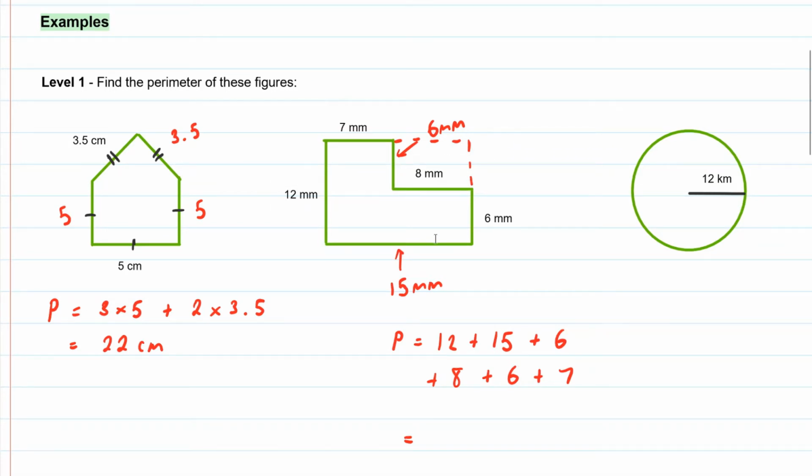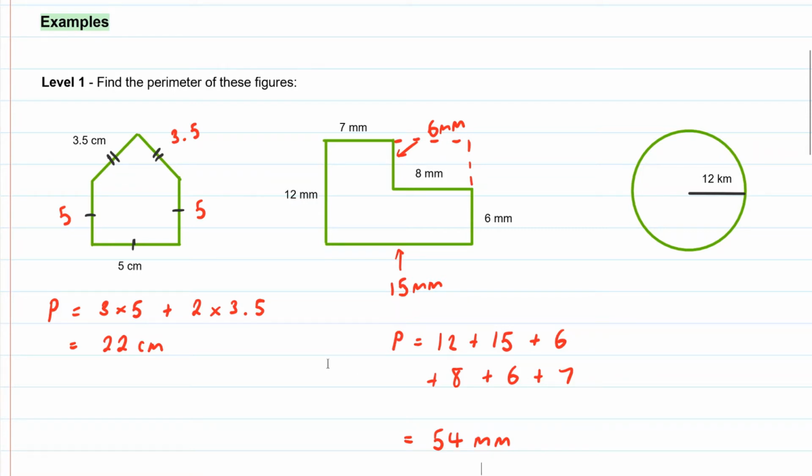So really, for the perimeter, you can just do a shortcut. You can just say, well, it's going to be 12 plus 15 plus 12 plus 15, okay? No matter which method you take, you will get the correct answer. So 15 plus 15 is 30, 12 plus 12 is 24. And if we add those together, we get 54.